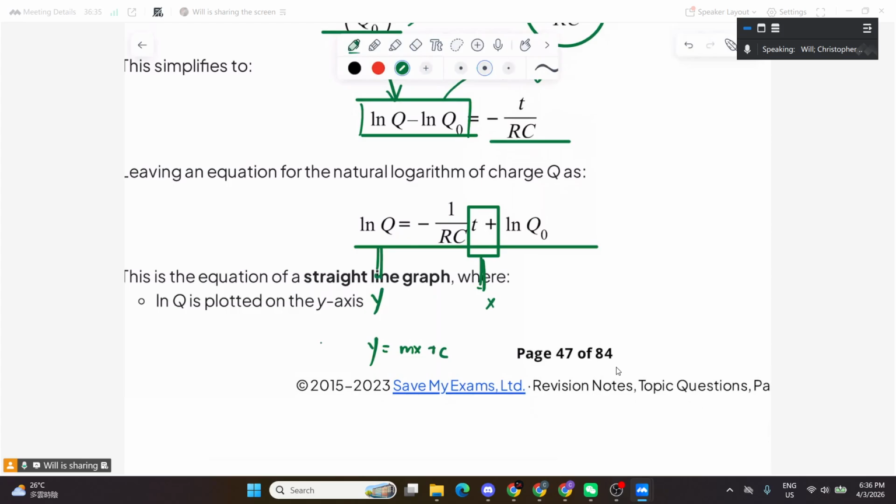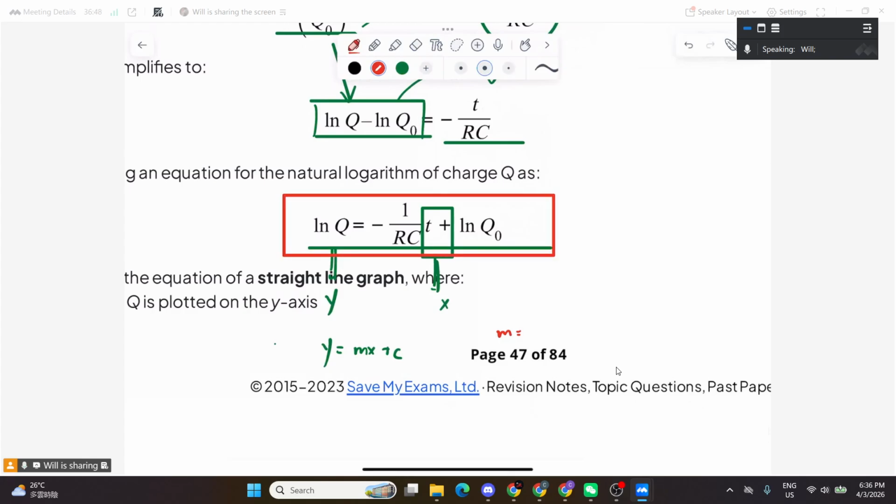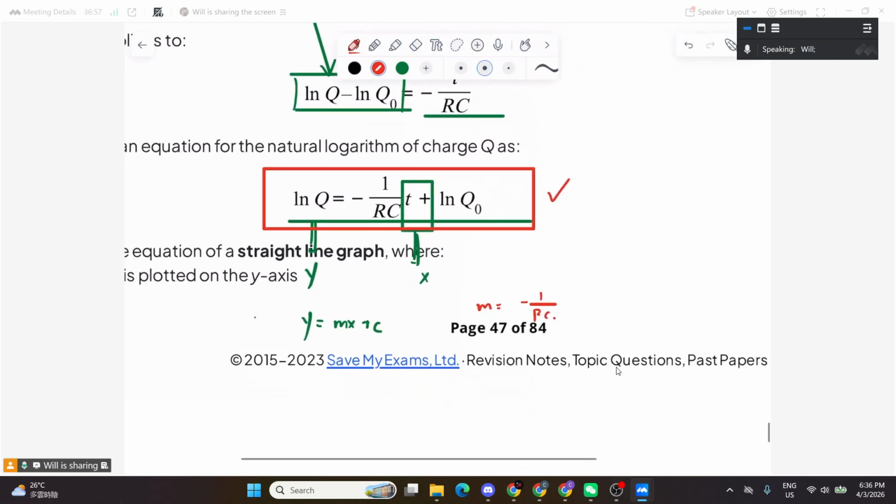And so we can get m is equal to what in this equation? What is m? The gradient. The gradient is -1/RC, right? What is the intersection with the y-axis? The c, ln Q0.